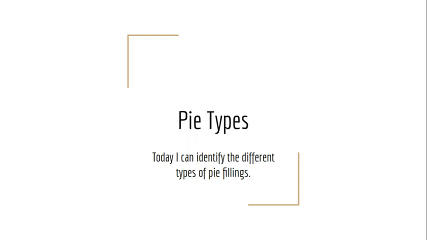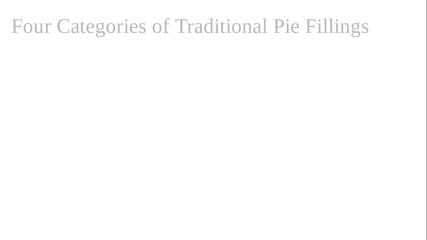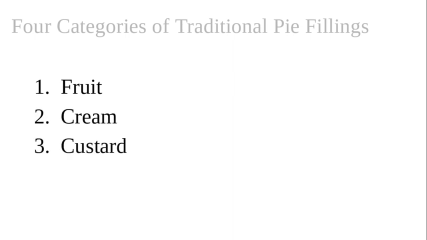A lot of the times we think of dessert pies. When we think of using pie dough and pie crust, we think of dessert pies, and there are four categories of traditional pie fillings. The first one is your fruit fillings. Then you have your cream fillings, you have custard, and the last one is a chiffon filling.